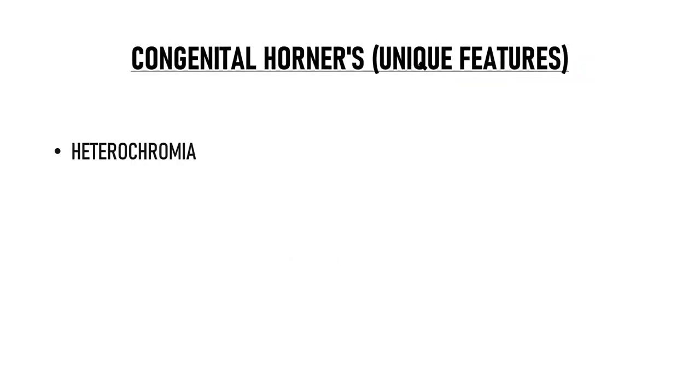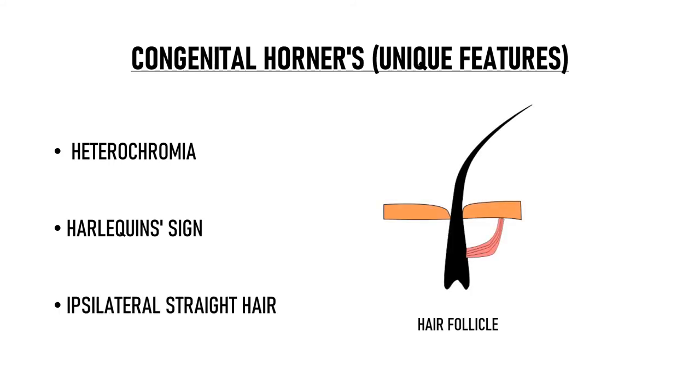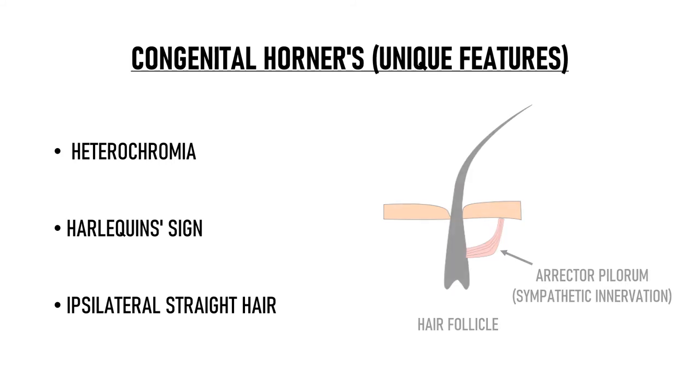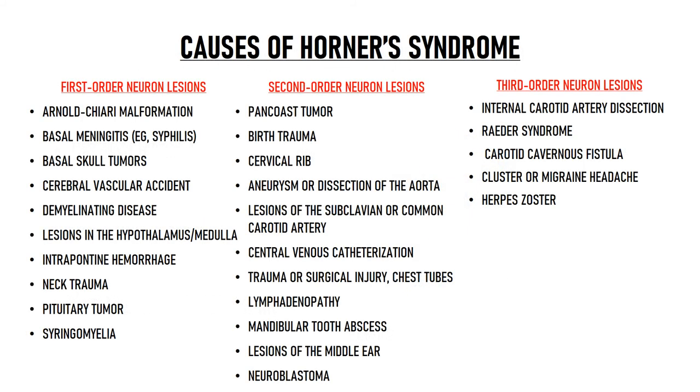Unique features of congenital Horner's include heterochromia of the iris, Harlequin sign, and ipsilateral straight hair. It is hypothesized that the smooth muscle of the hair follicles, that is the arrector pili, is innervated by the sympathetic nervous system, and the rhythmic contraction of this muscle causes curliness of the hair. So if the sympathetic pathway is damaged, this innervation is lost and the child develops straight hair on the side of the lesion. This slide includes all the lesions that may give rise to Horner syndrome depending on the site of the lesion. You could pause this video and go through this list if you wish to.